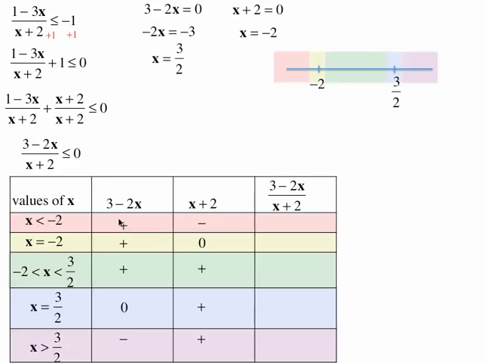Here we have a positive divided by a negative, which is negative. Here we have a positive divided by 0. Division by 0 is undefined. Positive divided by positive is positive. 0 divided by positive is 0. Negative divided by positive is negative. So we take these regions and put them on our number line. The pink region is negative. The yellow region is undefined. The green region is positive. The purple region is 0, and the blue region is negative.